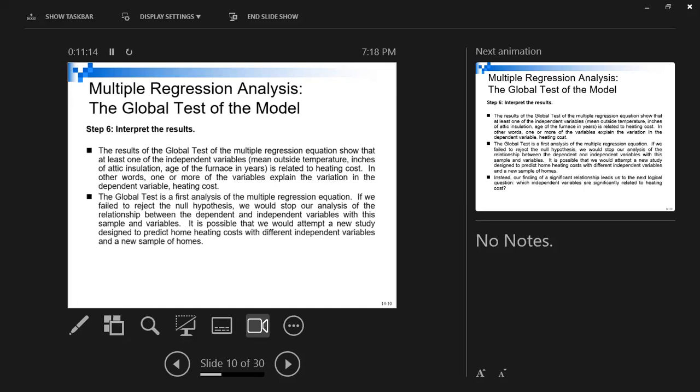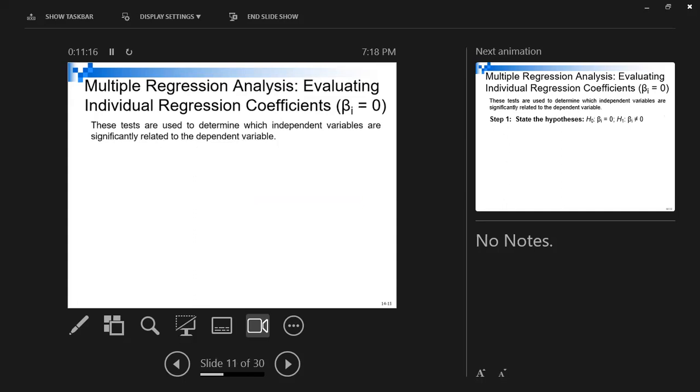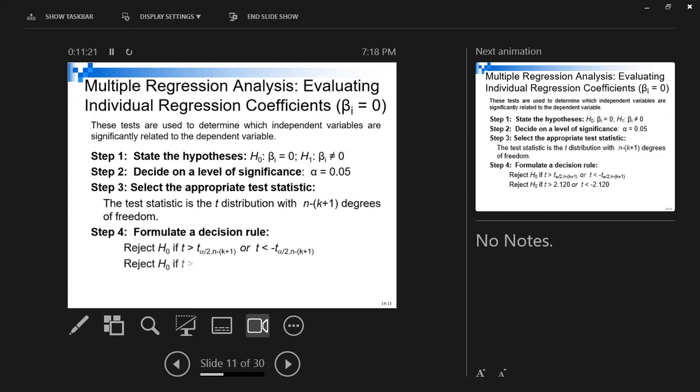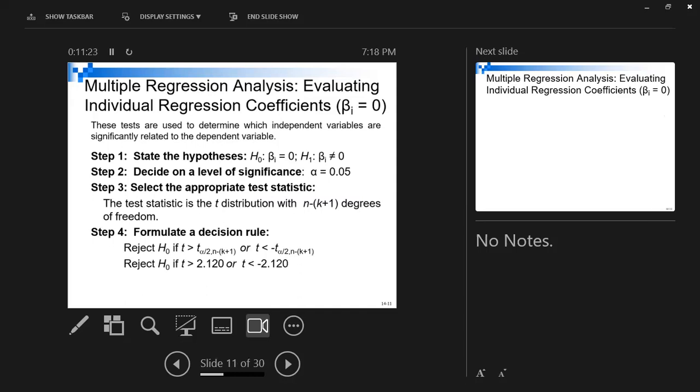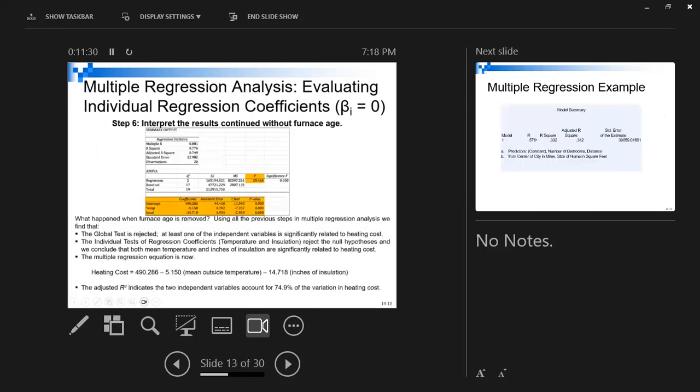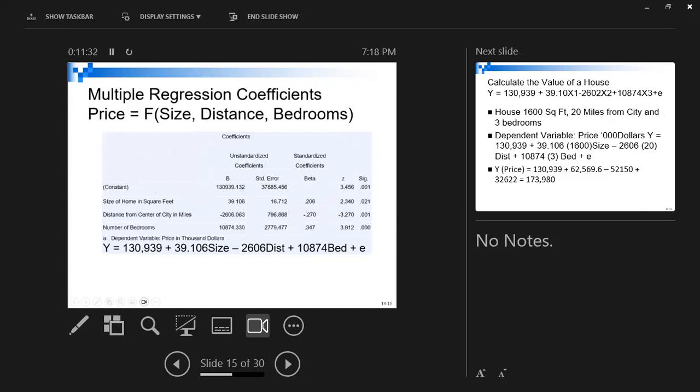So now, once I'm done with this, I'm going to pull up SPSS, so we can go through the process of doing regression analysis, multiple regression using SPSS. This is a model of the price of a house as a function of size, distance from the city, and the number of bedrooms.